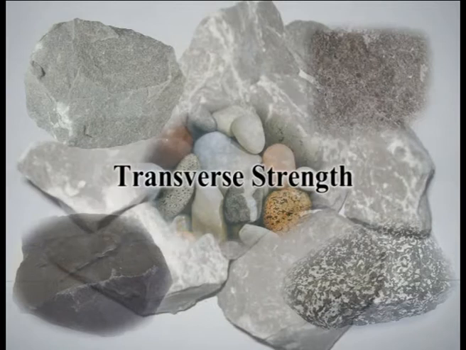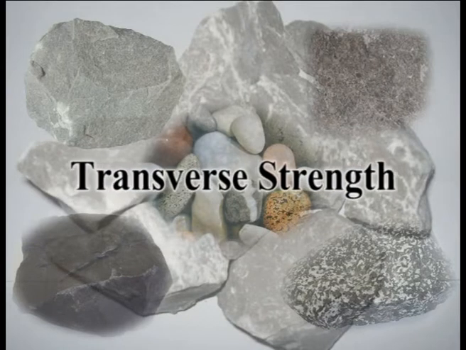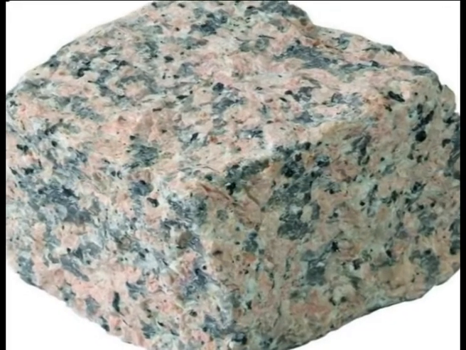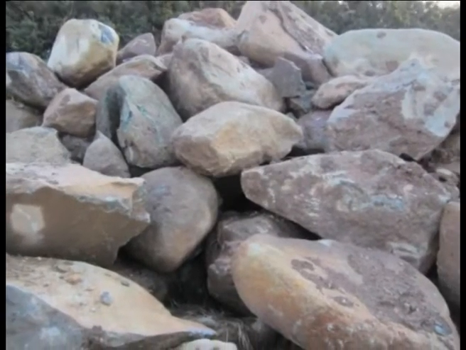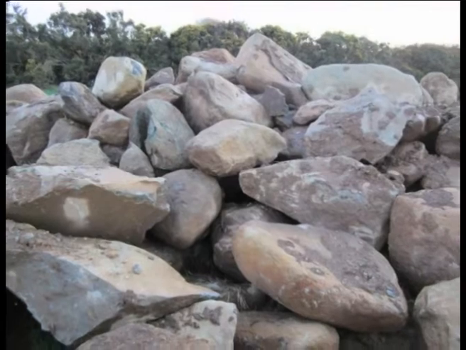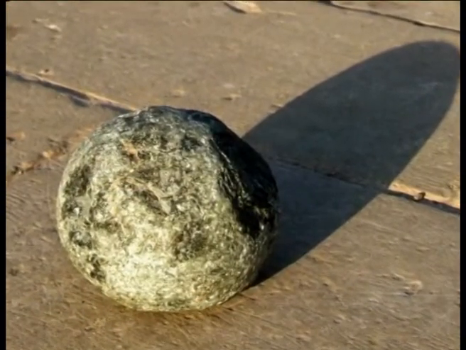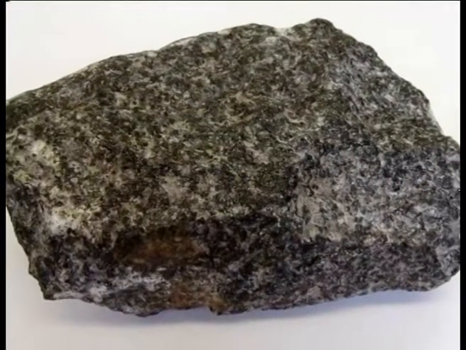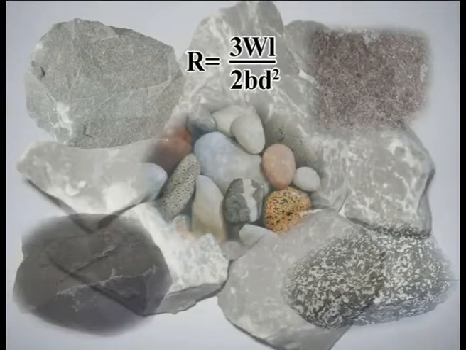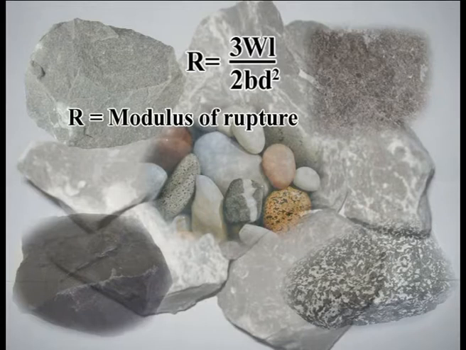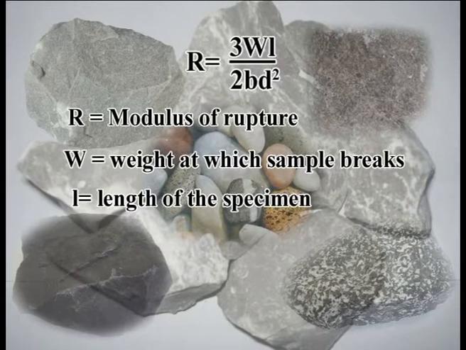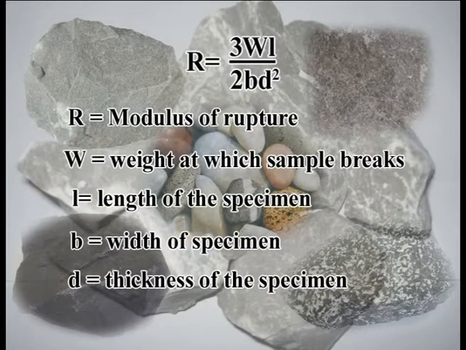Now, let us come to another important physical property, which is transverse strength. It is defined as the capacity of the stones to withstand bending loads. Such loads are only rarely involved in situations of use, but when a stone is intended for use as a beam or a lintel, its transverse strength is determined as modulus of rupture using the following relationship: R is equal to 3WL divided by 2BD squared, where R is the modulus of rupture, W is the weight at which the sample breaks, L is the length of the specimen, B is the width of the specimen, D is the thickness of the specimen.